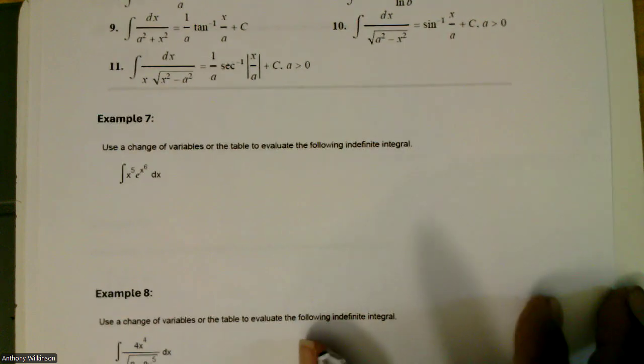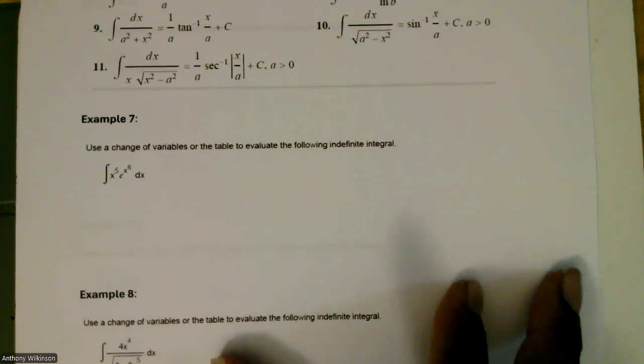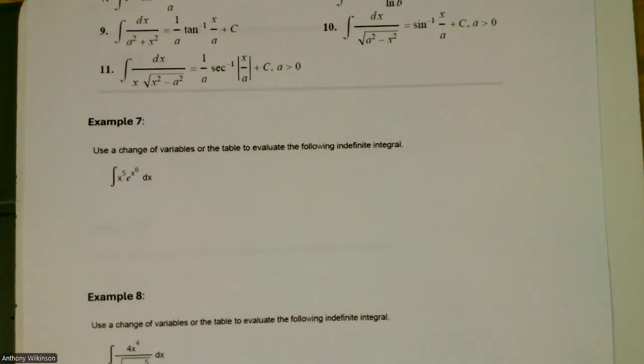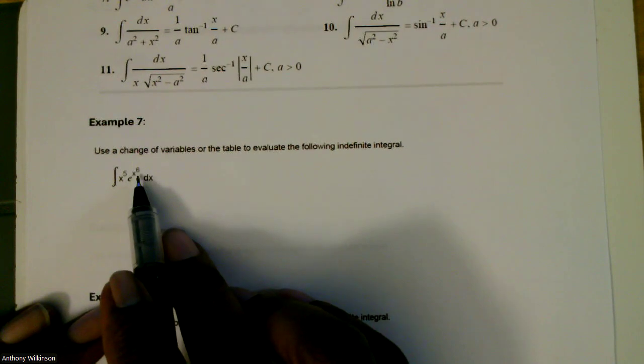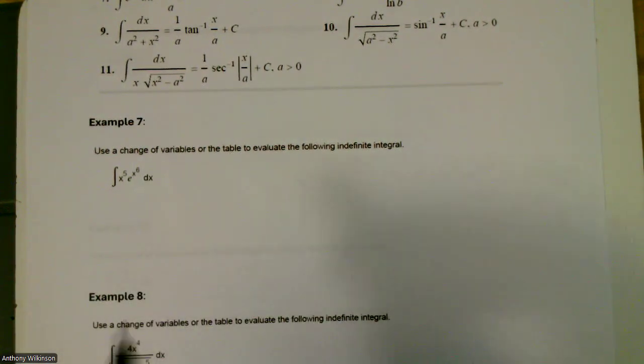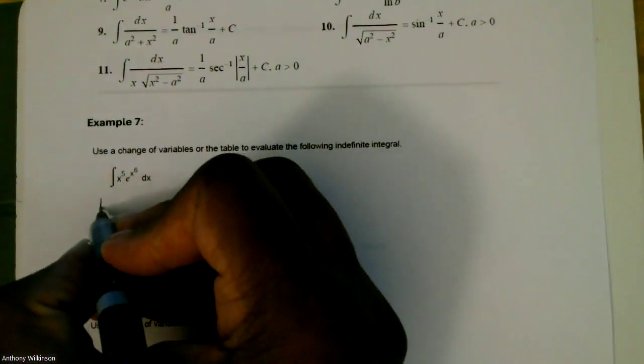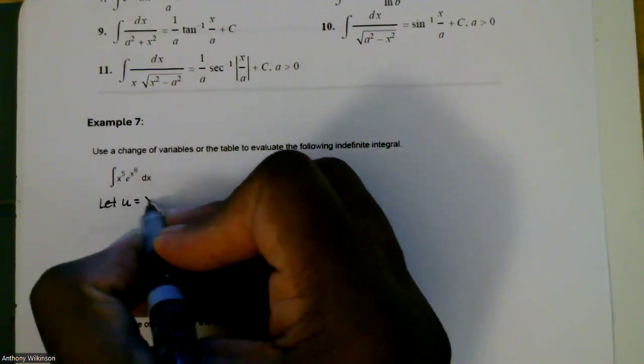Like in example 7, let's start off with that. Here we want to use a change of variables or the table that I just showed you to evaluate the following indefinite integral. Here we got the integral of x to the 5th times e to the x raised to the 6th dx. Well, let's work with the e, because that e has an exponent x to the 6th. So let's use that x to the 6th as our u. So I'm going to let u equal x to the 6th.